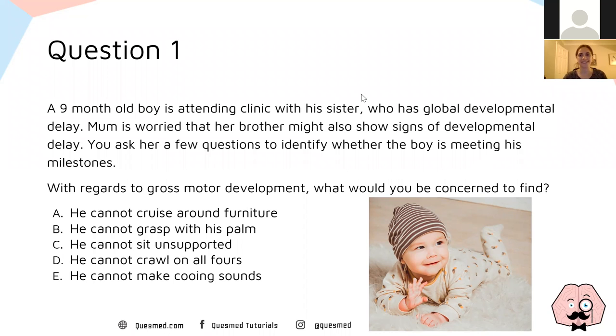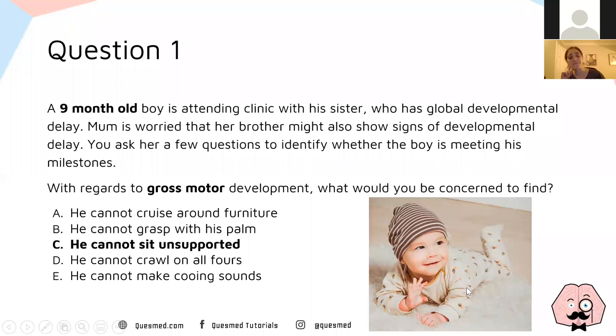Right, yes, very good. So I think the vast majority of you picked out that a 9 month old, if we're talking about gross motor, then we'd be worried if this child is not sitting by 9 months old. I remember a few people put cannot grasp, but that's a fine motor. So remember, read the question.